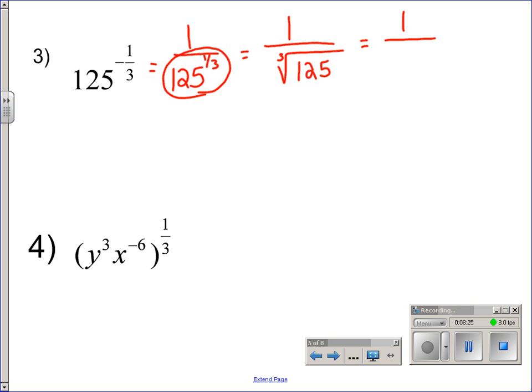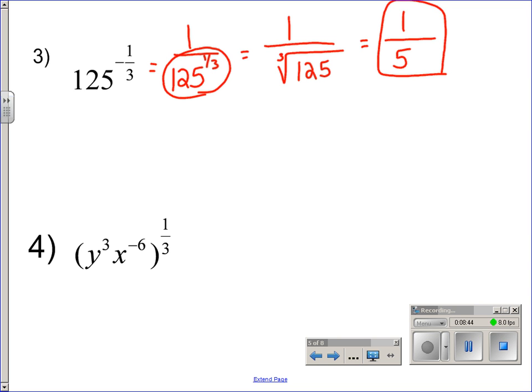So it's 1 over, now what's the cube root of 125? Your calculators will do that. They just won't do it when you put letters in there. So what number times itself 3 times is going to give me 125? 5. And that is your answer.